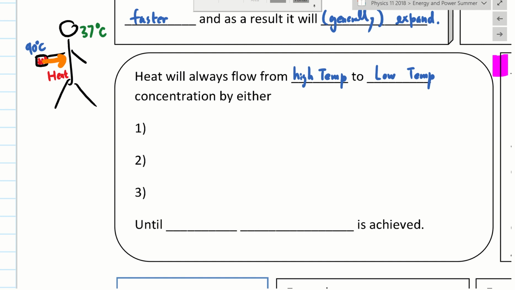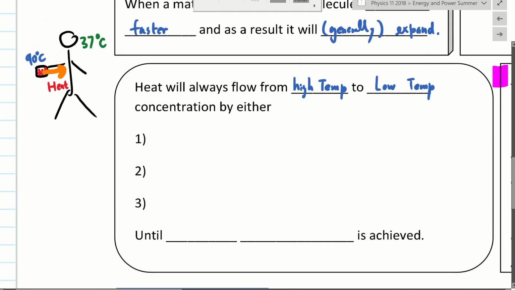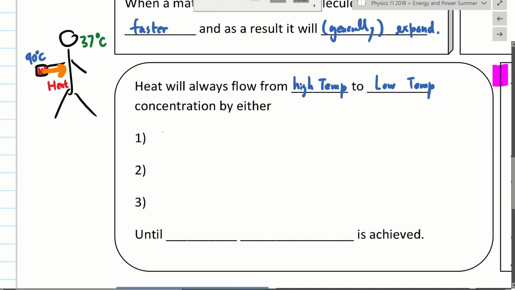That's a review from science class, right? So the first one is you holding the object directly, which is called conduction. Hopefully you remember that. Conduction is when the object is directly in contact with you. So it needs direct contact. The energy is transferred from the object to you by you touching it.